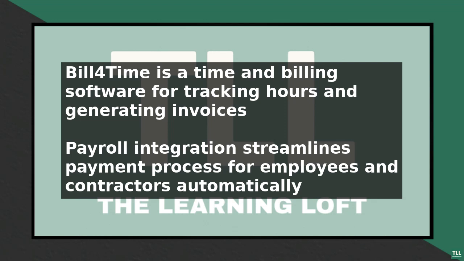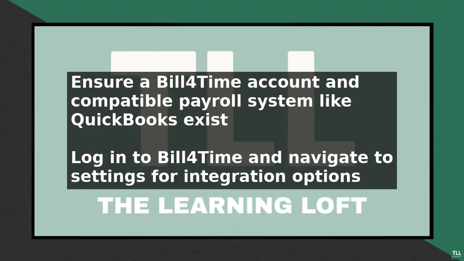First, ensure you have a Bill for Time account and a payroll system that supports integration, such as QuickBooks or ADP. Log into your Bill for Time account and navigate to the Settings or Integration section, where you will find options to connect with various payroll systems. Select your payroll system from the list of available integrations and follow the prompts to authenticate the connection. You may need to enter your payroll system login credentials or authorization codes to complete the link.